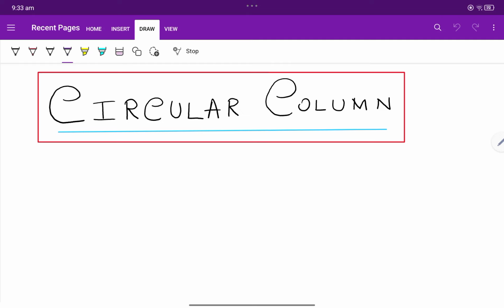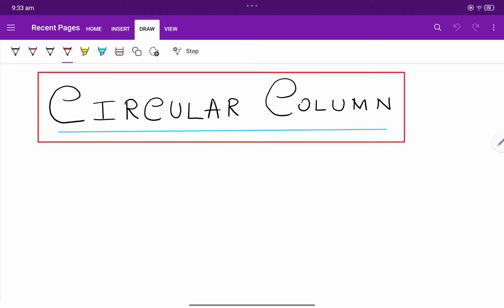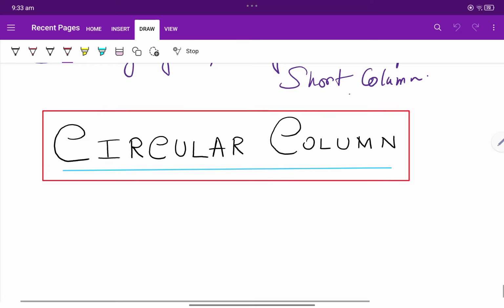As we all know, the load carrying capacity of a circular column is more than the rectangular column, and also here the lateral ties or the transverse reinforcement will be changed. Here it is known as helical ties. So we will see how to design it. In this video we will study the steps involved in designing a circular column. In our next video we will solve a numerical.